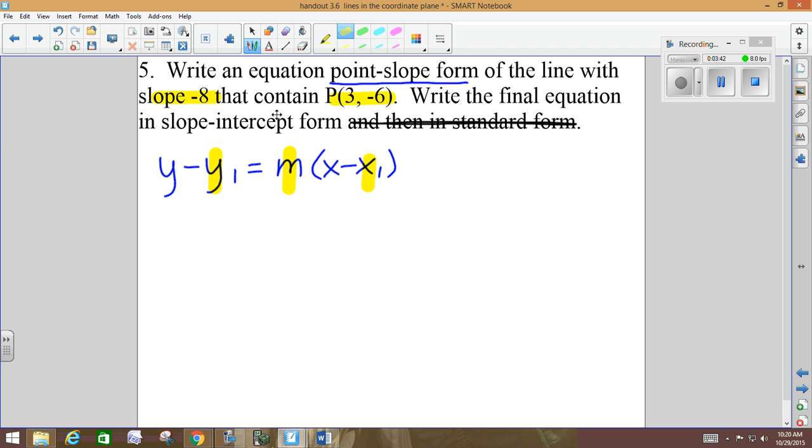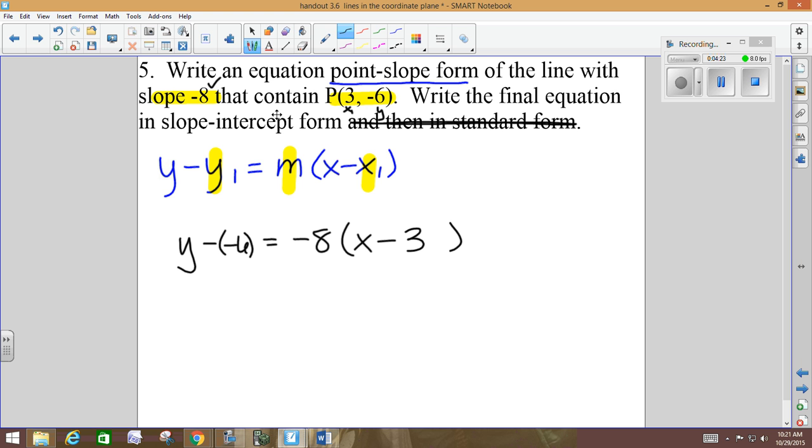So if my slope is -8, where should I substitute it in for? m, right? Because that's what slope is. Equals -8. Okay, so we put our slope in there. I have to substitute 3 and -6 in for the y1 and the x1 because that's my point. Where should I put the 3? In for the x. Good. That's an x value. That's the x value of my point. So we're going to put it in for x1. Therefore, -6, since it's my y value, is going to go in for y1.